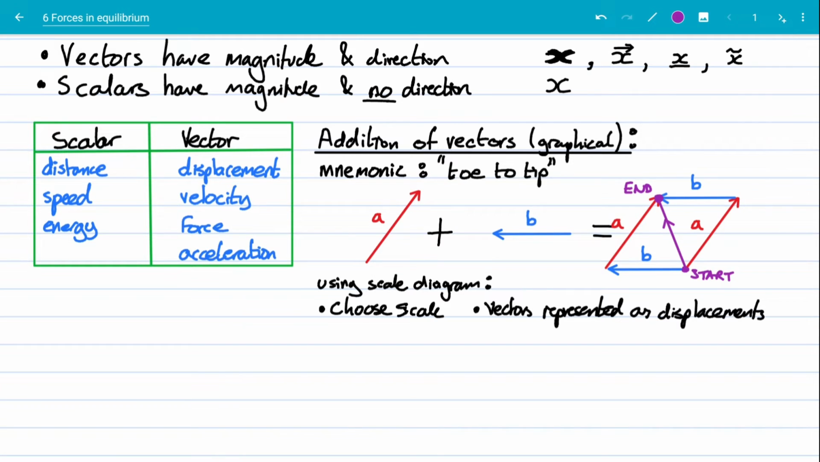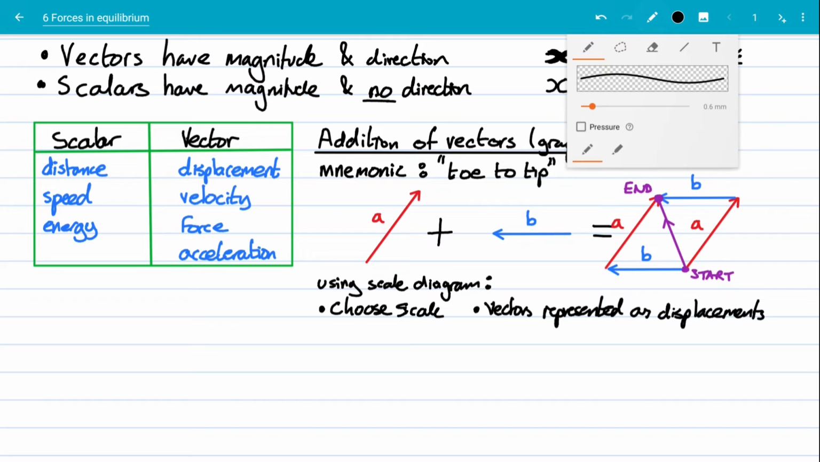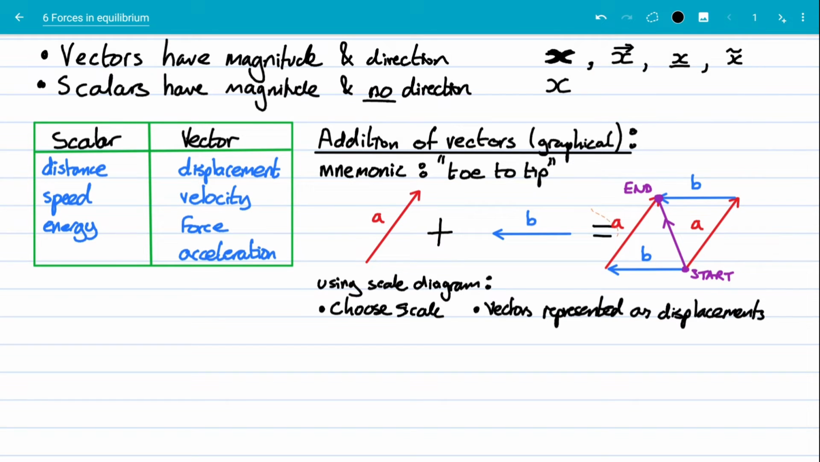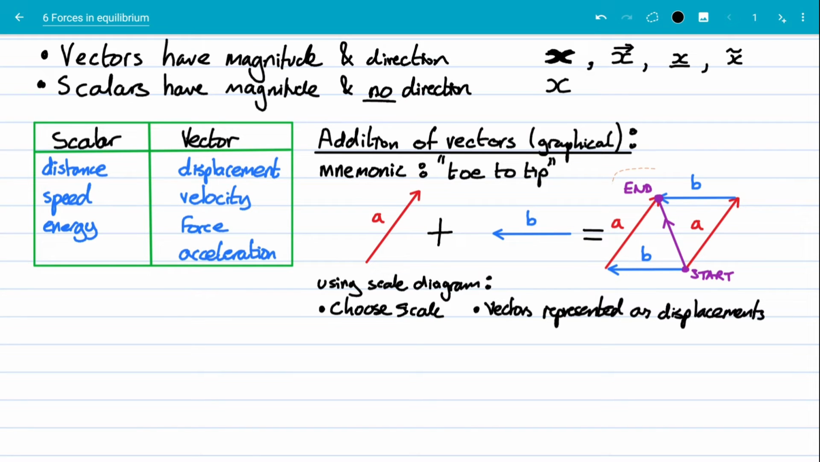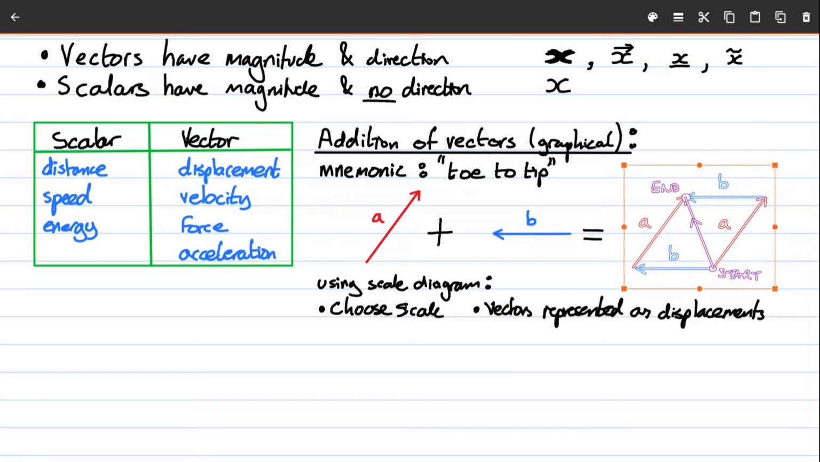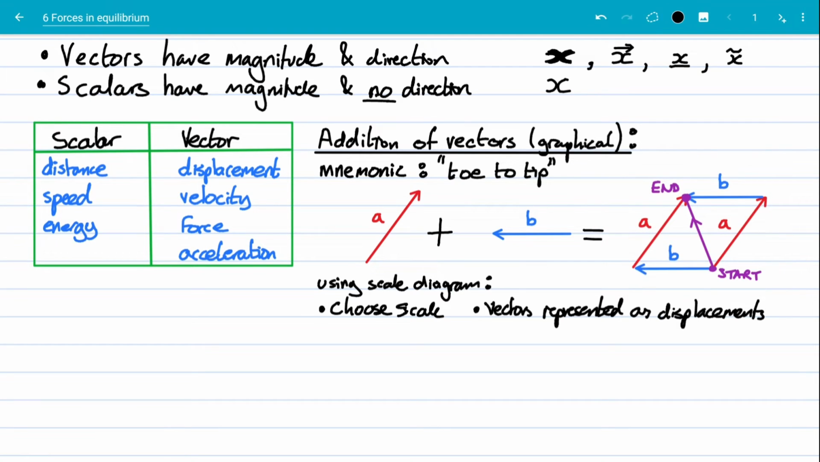Now, to me, that's easy. To me, that's obvious. But this could be a challenge. Some students do find the addition of vectors graphically challenging. And if that's you, the best thing you can do is to practice. Practice, practice, practice again and again and again until you don't get it wrong. I am actually just going to move this to the right slightly to give myself a little bit more room. There we go. So that's the graphical addition of vectors.